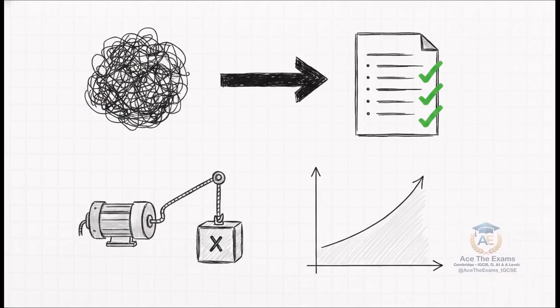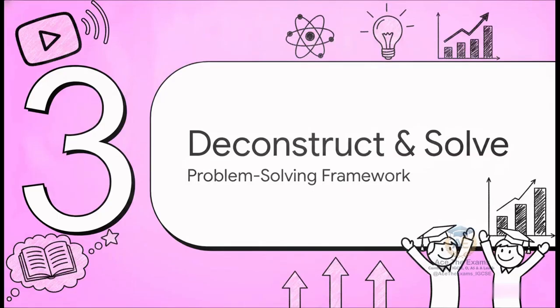Boom! We just went from red marks to green check marks. That is the physics success blueprint in real-time action. Let's jump into Section 3, Deconstruct, Solve, Evaluate. This is the ultimate problem-solving framework that top students use to systematically secure every single point.